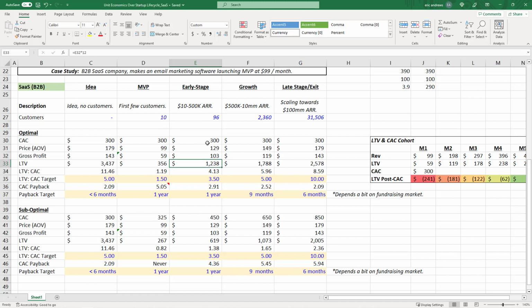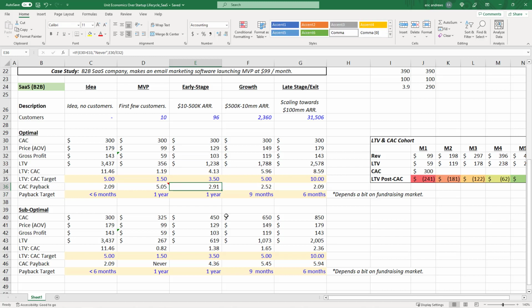So 12 times 103 is $1,238 customer lifetime value. And so the LTV to CAC ratio is now 1238 divided by 300. So that's 4. And so I'm saying that in the early stage, if your LTV to CAC is between 3 and 5, that's where you want to be as you're scaling, because that means you put in $300 of marketing and you make back over $1,200 of gross profit, and you can run a profitable company with those types of metrics. So in this scenario, the CAC payback target we're saying is 2.91.